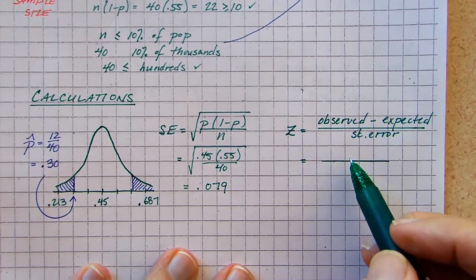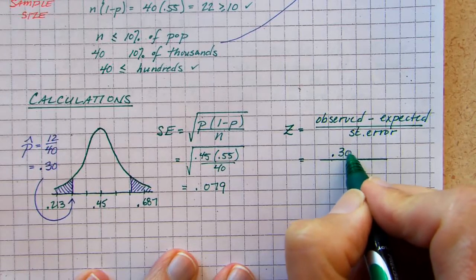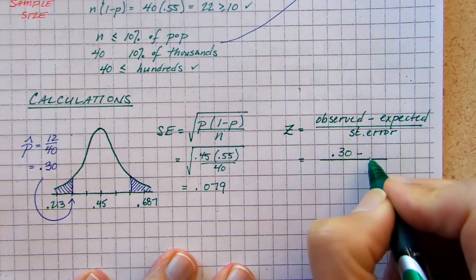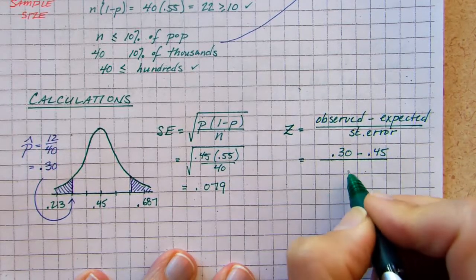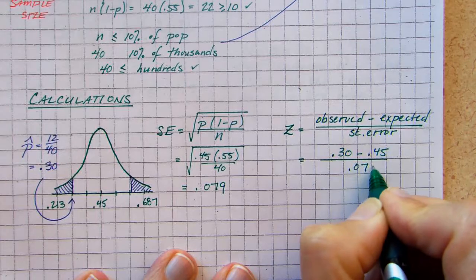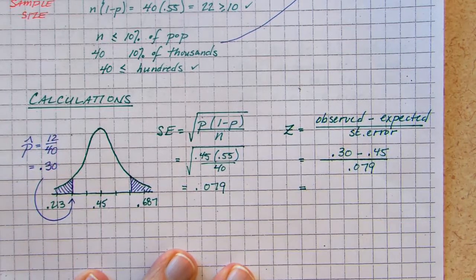The way you get a z-score is you take observed. Well, we're observing a sample of 30%. We're expecting the outcome to be 45%. And we'll put that over our standard error. And this will tell us how many deviations we are off of the middle. So 0.30 minus 0.45, and then divide that by 0.079.